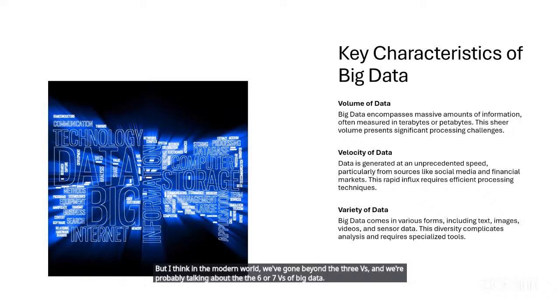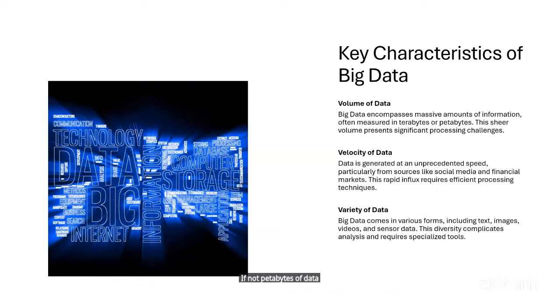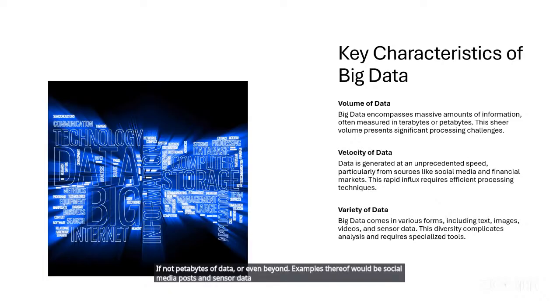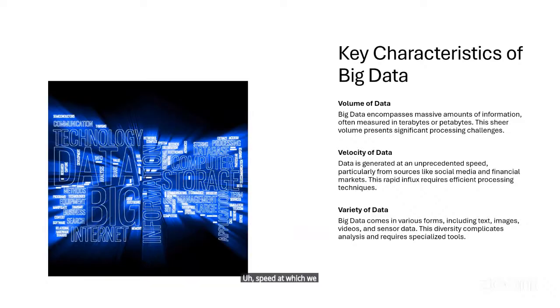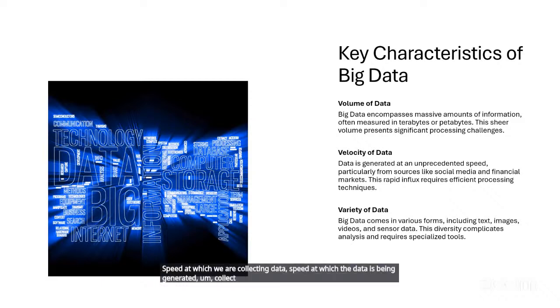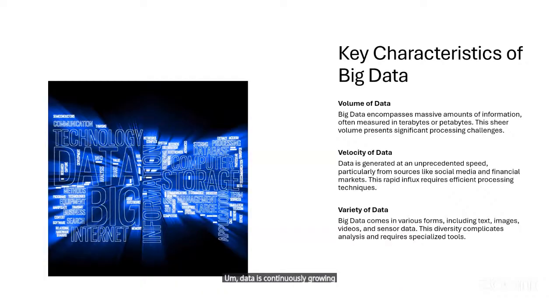So volume is basically the amount of data that we have. The terabytes, if not petabytes of data, or even beyond. Examples thereof would be social media posts and sensor data and transactional data. The second V is velocity, the speed at which we are collecting data, the speed at which the data is being generated, collected, processed, and then analyzed. Data is continuously growing, and much of the data is growing in real time. And then the variety of the data is just different types of data sources.